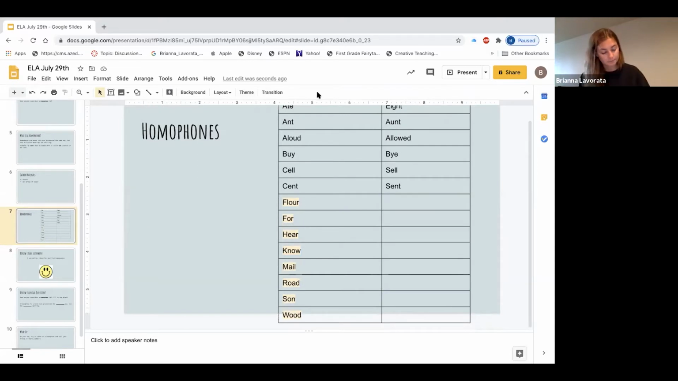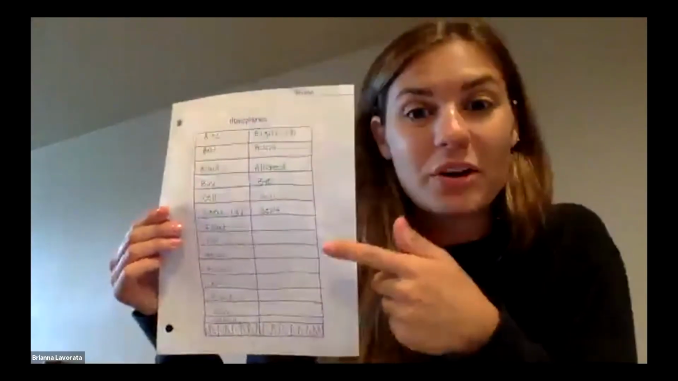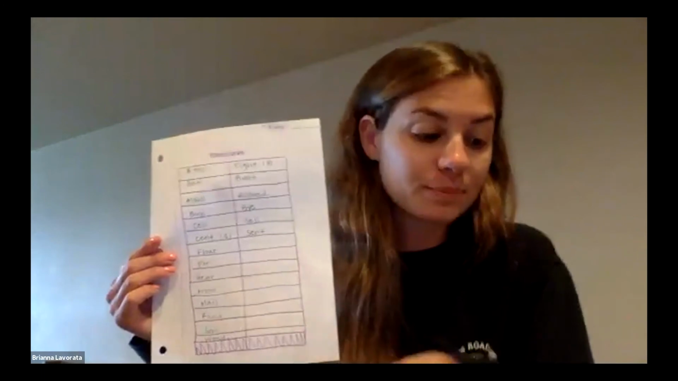So we have flower, for, here, no, male, road, sun, and wood. Okay, so all of those words in yellow you should have written now on your paper here. Together and individually, we are going to be working on writing those homophones in for that given word.